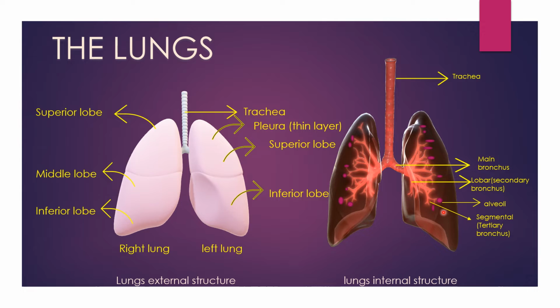But a very important part is this alveoli. This is a circular shaped sac-like structure. The main function of alveoli is that it helps in exchange of oxygen in blood and carbon dioxide during the process of breathing in and breathing out. So the main structure is this alveoli. I hope this external and internal structure is clear to you. Now we will move to the next slide.